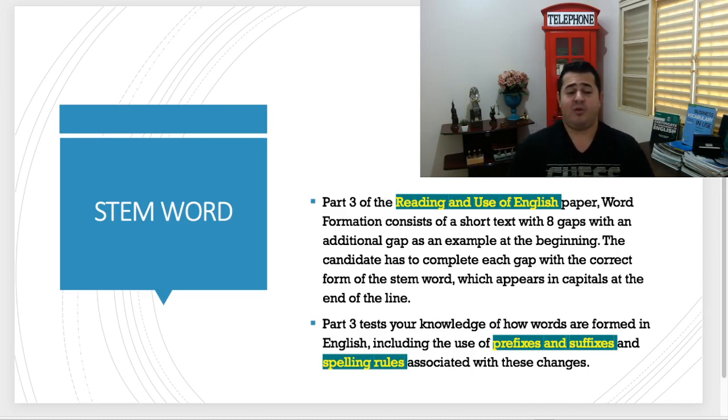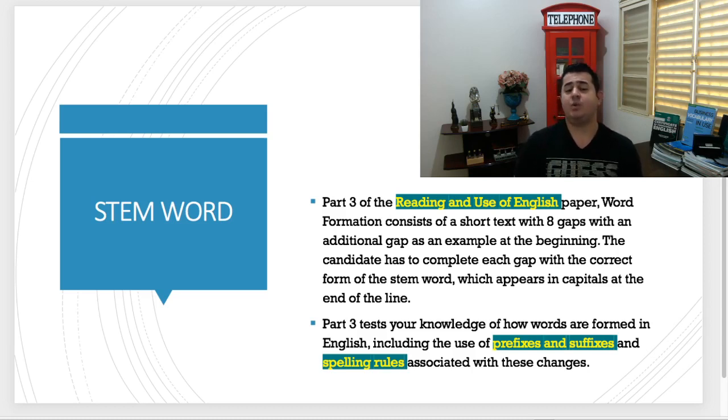In order to form a word, we start with a stem word or root word, and into this word we can add a prefix, a suffix, sometimes both, okay? And we can form a brand new word. It's part number 3 of the reading and use of English paper.